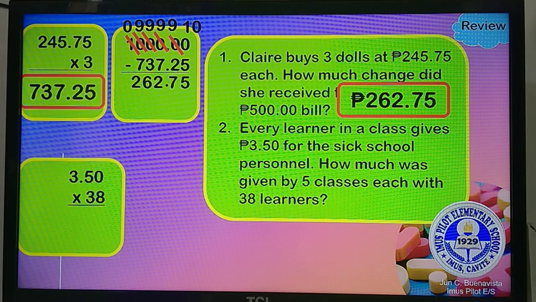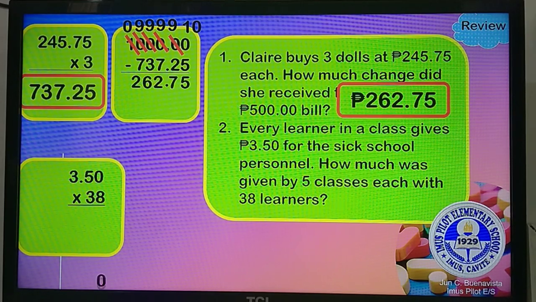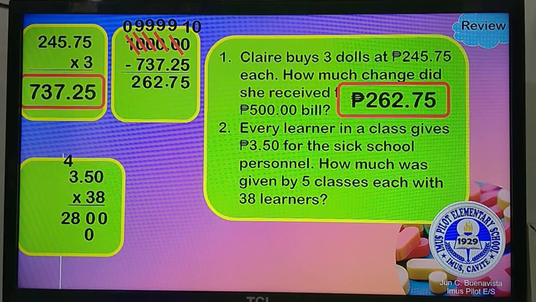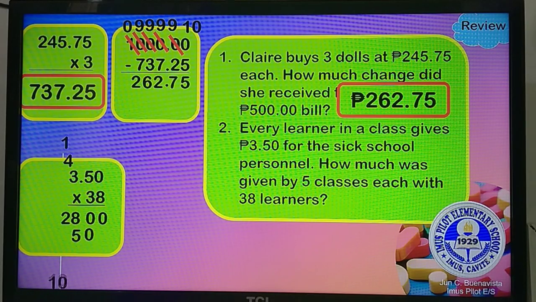So now we are going to multiply. Okay. So we have 8 times 0 equals 0. Then, 8 times 5 equals 40. Bring down 0, carry up 4. Then we have 8 times 3 equals 24, plus 4 equals 28. Now we're going to multiply also 3. 3 times 0 equals 0. Then 3 times 5 equals 15, bring down 5, carry up 1. Then we have 3 times 3 equals 9, plus 1 equals 10.